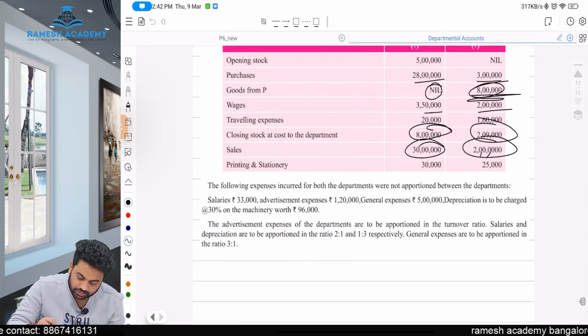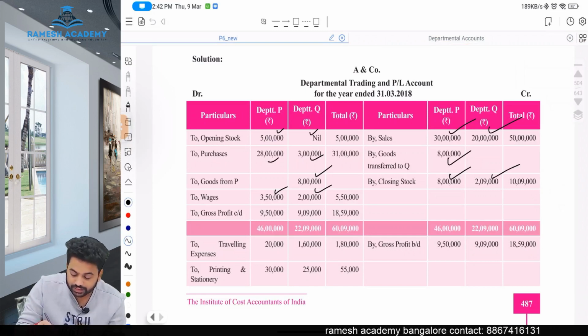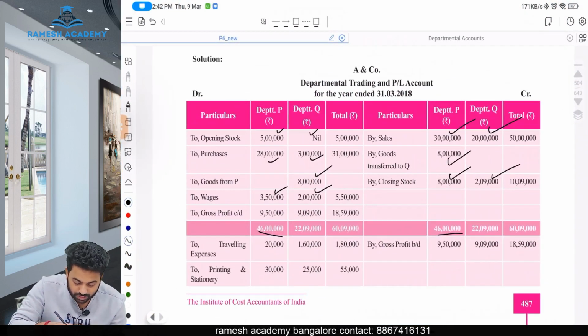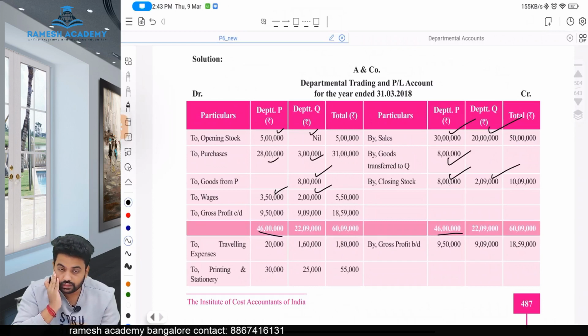Printing and stationery will come in P&L. So we can find out the gross profit now. Right? So department P total is how much? 30 plus 38, 46 lakh in the debit side. Debit side total is how much? 5 lakh plus 28 lakh will come to 33 lakh, then 36, 37, 46.